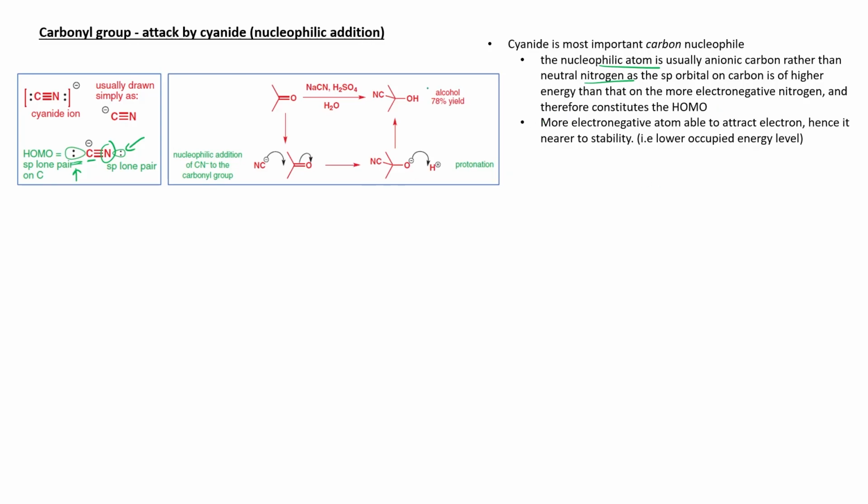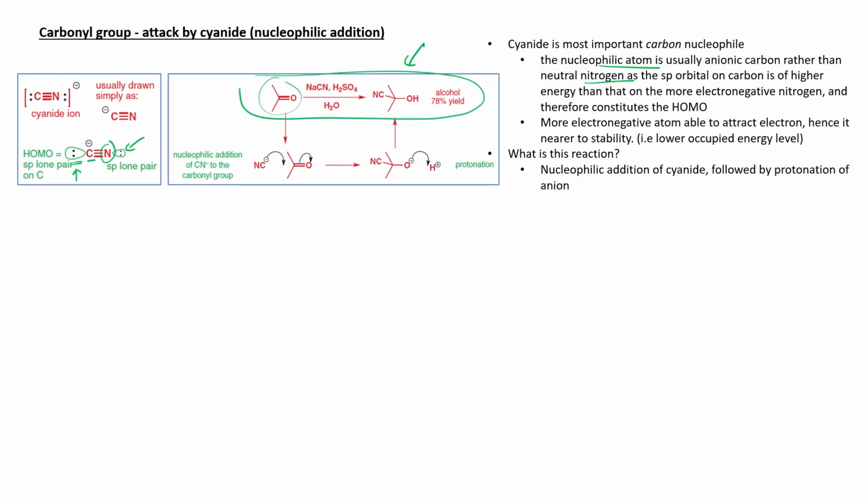Anyway, look at this reaction. So what is this reaction? If you look here, it is nucleophilic addition of cyanide followed by protonation of the anion. This is the carbonyl. Normally if I draw it like this, it is basically the shortcut, the overall reaction. But the actual mechanism is this way, just to let you know. So a nucleophilic addition of cyanide followed by protonation of the anion. For example, you have this and then you have this charge.